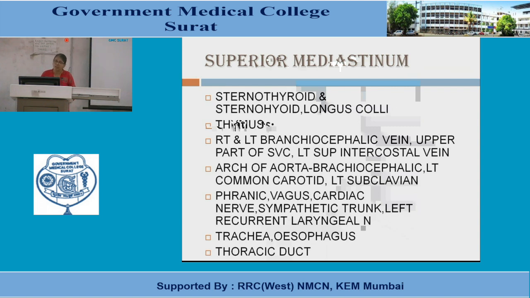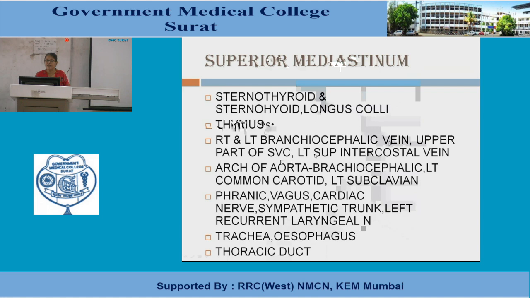Okay? So the thymus. Then which are the veins present in the superior mediastinum? That is the right and left brachiocephalic veins, which unite to form the superior vena cava. So the upper part of the superior vena cava is in the superior mediastinum. The lower part of the superior vena cava will be in the middle mediastinum. So the upper part of the superior vena cava, which is formed by the union of the right and left brachiocephalic veins, is a content of the superior mediastinum.